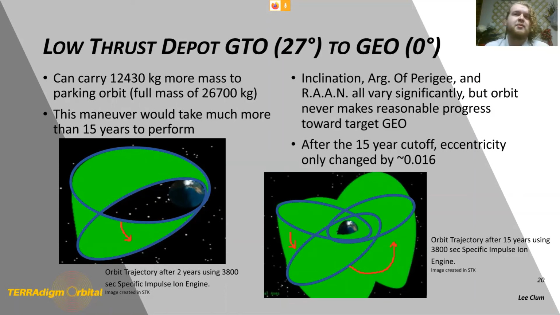If we execute the plane change as shown in these two graphics here, the orbit trajectory becomes very complex, with inclination, argument of perigee, and right ascension of the ascending node all varying quite significantly. Now, while these orbital elements are changing, the eccentricity and overall semi-major axis, which give the shape of the orbit itself, do not change that much, which means little progress is made after 15 years towards GEO.